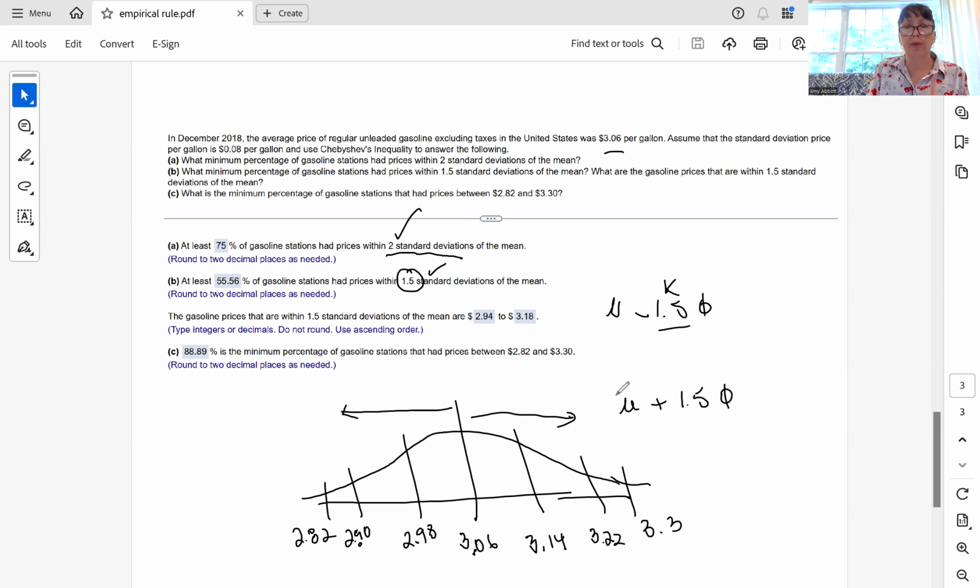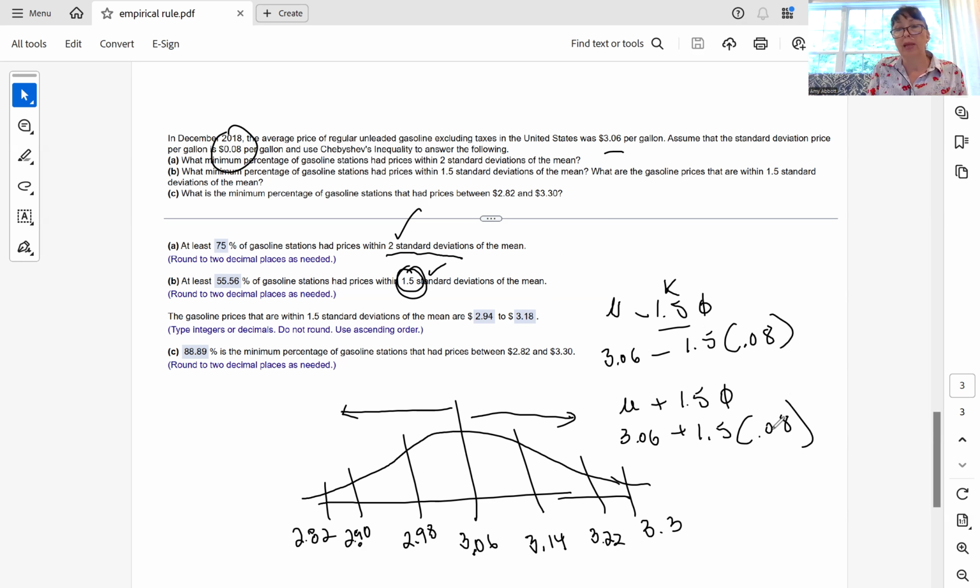Okay, mu being the average, which is $3.06. And then plus and minus 1.5, because that's what the K is here. They want to know within 1.5 standard deviations, K. And our standard deviation was 8 cents, so that needs to be 0.08. And then when you do the math on that, you get those two answers.